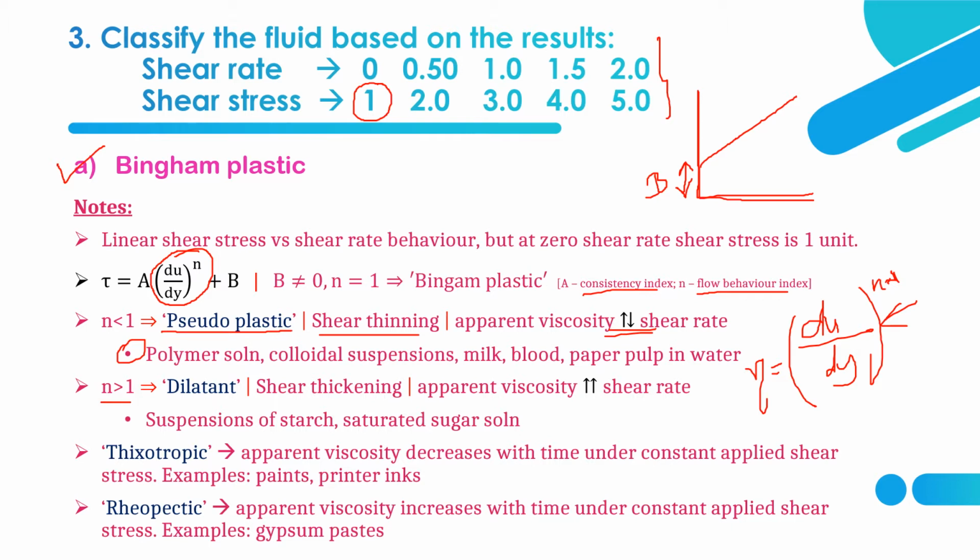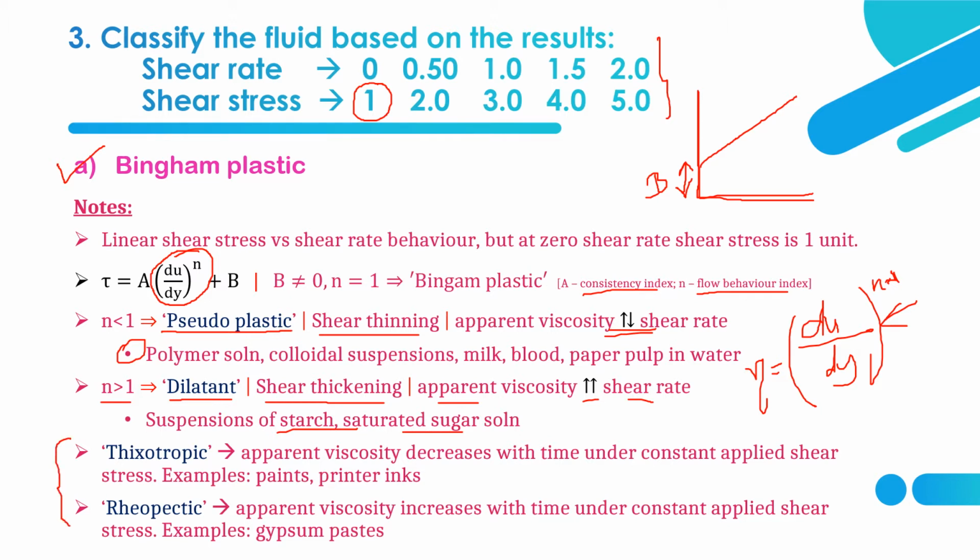And what if n is greater than 1? If the flow behavior index is greater than 1, then that fluid will be called dilatant, and dilatant fluids are shear thickening fluids. So the apparent viscosity increases with the increase in shear rate. Examples are suspensions of starch and saturated sugar solution. So these are some examples of dilatant.